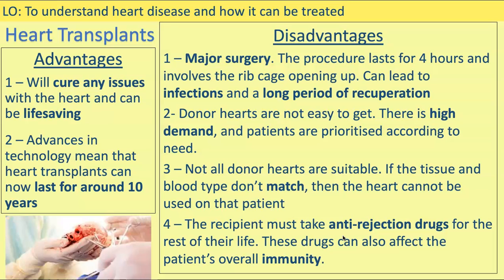Heart donors aren't easy to find. There's high demand for the donor hearts and the patients are prioritised according to their need. Not all donor hearts are suitable. If the tissue and the blood type don't match that of the patient, then the heart can't be used on that patient. The patient must also take anti-rejection drugs for the rest of their life to stop their immune system from attacking their donor heart. These drugs can also affect the patient's overall immunity, meaning they're more susceptible to things like colds and flu and common illnesses that people would normally be able to fight off.